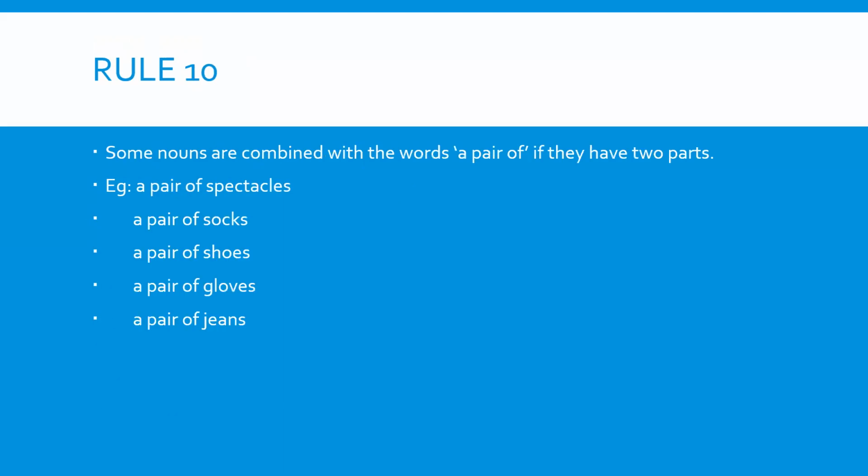Rule number 10. Some nouns are combined with the words a pair of if they have two parts, as in spectacles. There are two parts. So, a pair of spectacles, a pair of socks, a pair of shoes, a pair of gloves, a pair of jeans, a pair of scissors, and so on.